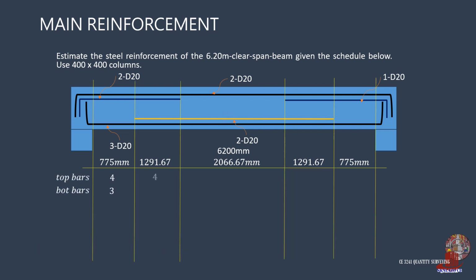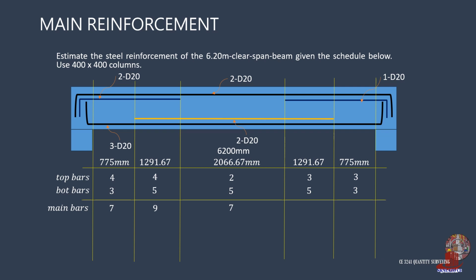Complete the row for main reinforcement by taking the summation of top and bottom bars in each span. The first is 4 plus 3, giving 7 bars. The second span contains 4 plus 5, or 9 rebars. The middle span of the beam has 2 top and 5 bottom, resulting to 7 rebars.